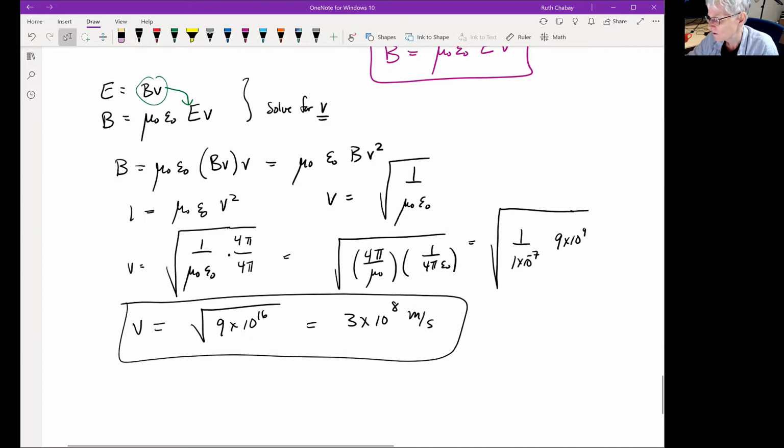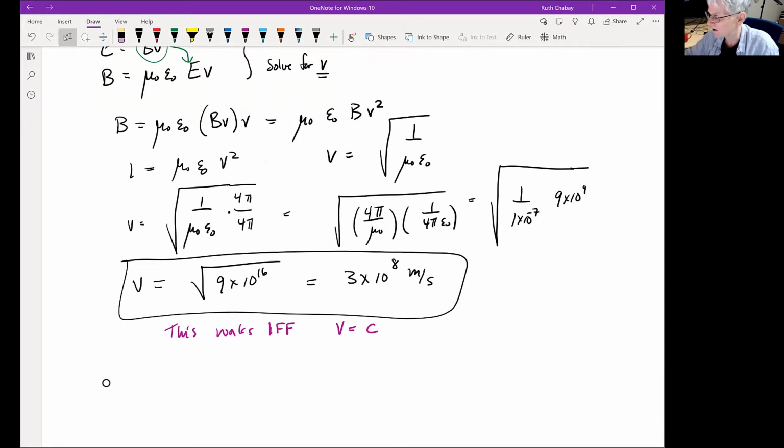So this works if v is the speed of light. So this is an electromagnetic wave. It's a simple kind. It's not a sinusoidal wave, but it's this pulse, and it travels at the speed of light.